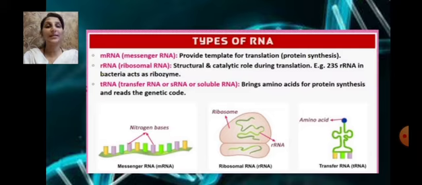The next type of RNA is the ribosomal RNA, that is rRNA. It has two functions: structural and catalytic role. What is the structural role? It forms the structure of the ribosomes. And the catalytic role: in the case of bacteria, it acts as the enzyme ribozyme. It has a catalytic function. And tRNA, that is transfer RNA, brings amino acids for protein synthesis and reads the genetic code. So the three types of RNA are mRNA, rRNA and tRNA, which have specific functions.